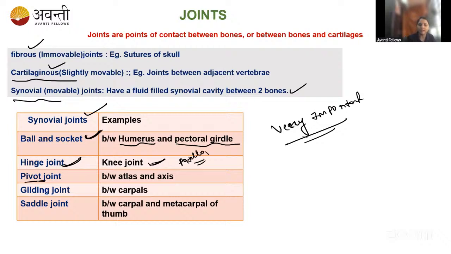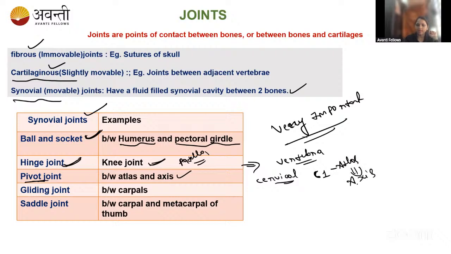And coming to the pivotal joint, you can see it in the vertebra. In the cervical vertebra, I have told you the first one is the atlas, and the second one is the axis. Between the atlas and axis, there is a pivotal joint.